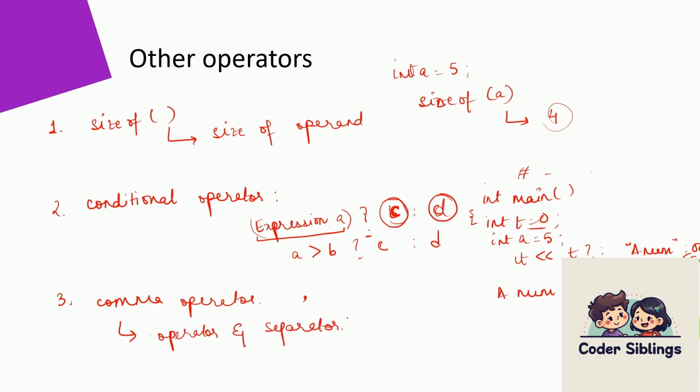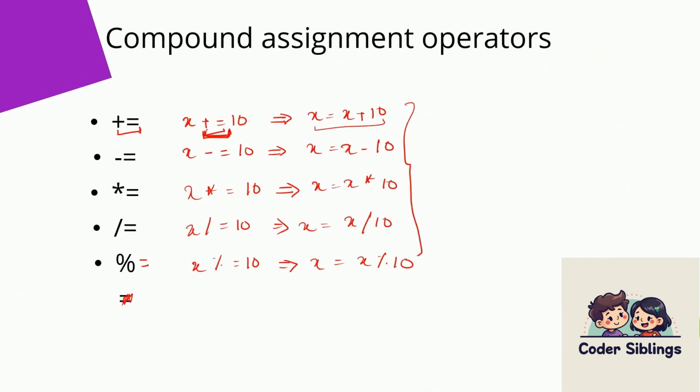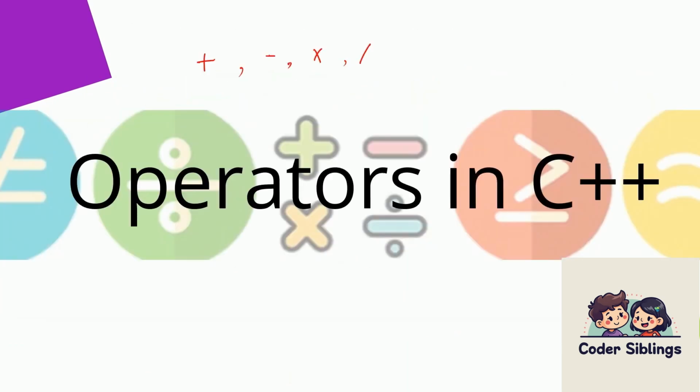So the comma operator is hardly used in our programs, so it is not that important, but you can always refer to operators in general because they are one of the most fundamental things to study whenever you study any language. So I hope operators in C++ are clear to you. Thank you.